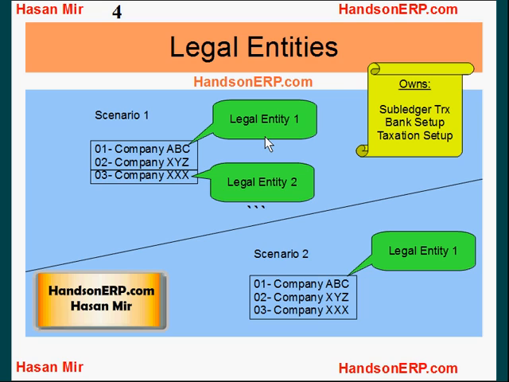So what is the significance of legal entity in Oracle? It owns your bank setup, your taxation setup, and all the transactions that are generated by the subledgers like payables and receivables. They have legal entity stamp on it. So all these operating units that I will talk about are serving one or the other legal entity. So legal entities own transactions that are generated from the subledgers, they own bank setups, and they own taxation setup.